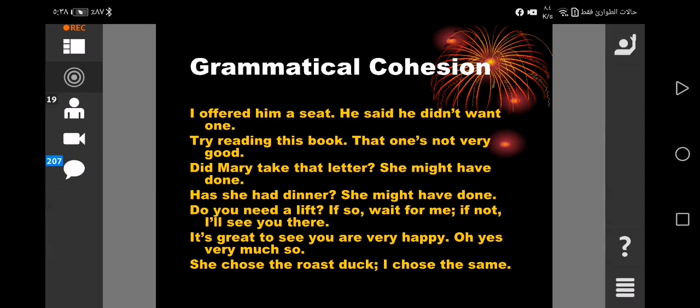I offered him a seed. He said he didn't want one. What is substitution? He said he didn't want a seed. Yes. Try reading this book. That one's not very good. That book. Yes, that book is not very good.